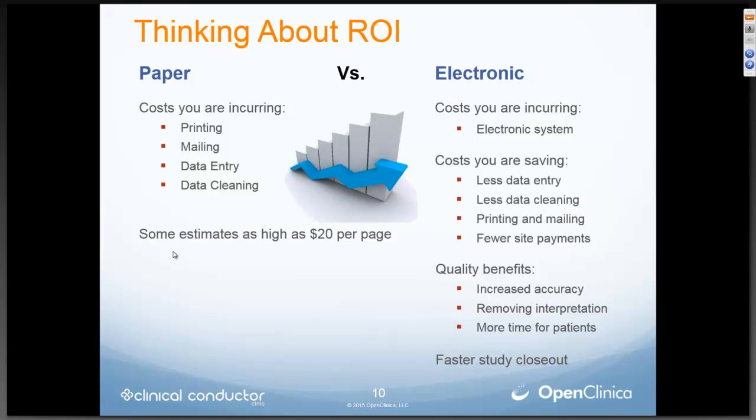There are also some less tangible, harder to quantify quality benefits that come from increased accuracy of data, allowing patients to have more time, increasing compliance. Those are things that can be very high impact, but can be a little bit harder to quantify, perhaps. And of course, the overall greater productivity that you can typically obtain from doing this electronically can lead to faster study closeout, which could have its own benefits as well.